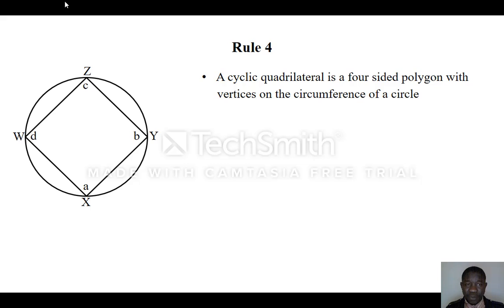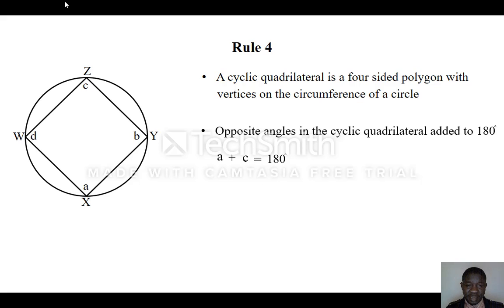Let's look at rule 4. If you look at this diagram, we have a quadrilateral inside a circle that we normally refer to as a cyclic quadrilateral. A cyclic quadrilateral is a four-sided polygon with vertices on the circumference of a circle. Looking at the vertices, we have X, Y, Z, and W. In this case, opposite angles in this cyclic quadrilateral add up to 180 degrees. Therefore, A plus B equals 180 degrees, and C plus D equals 180 degrees.